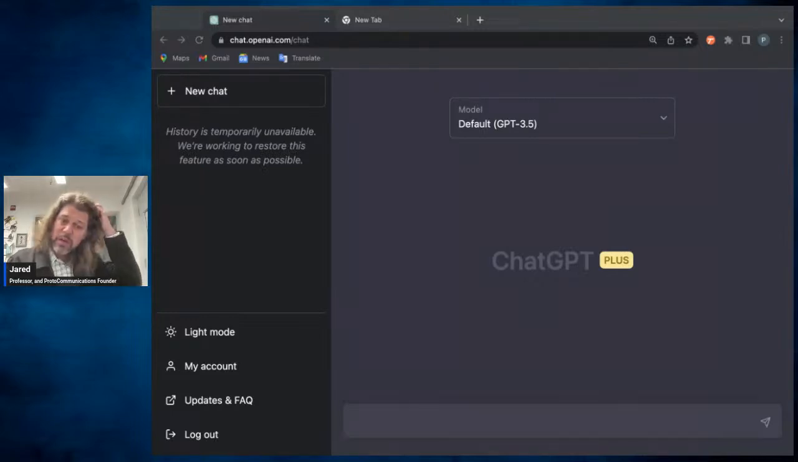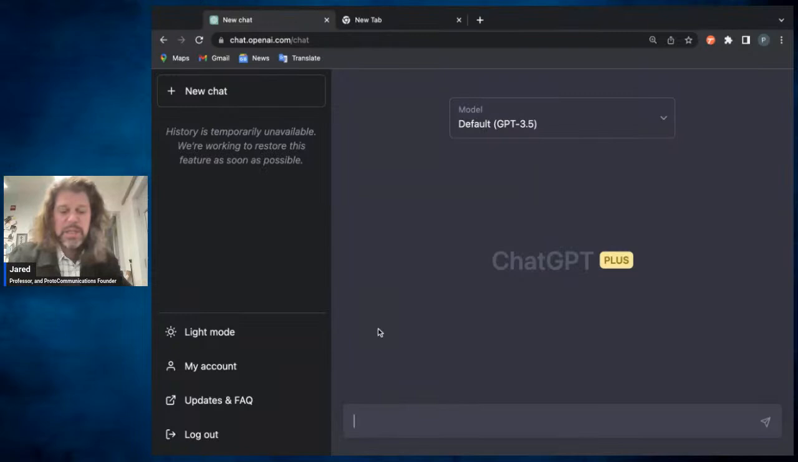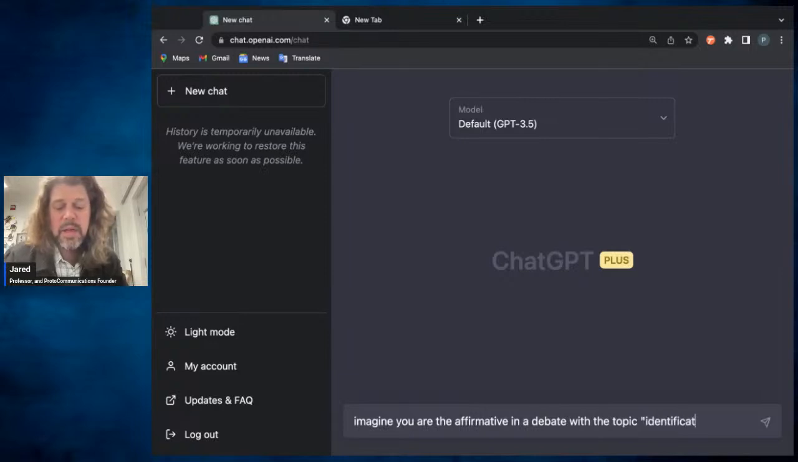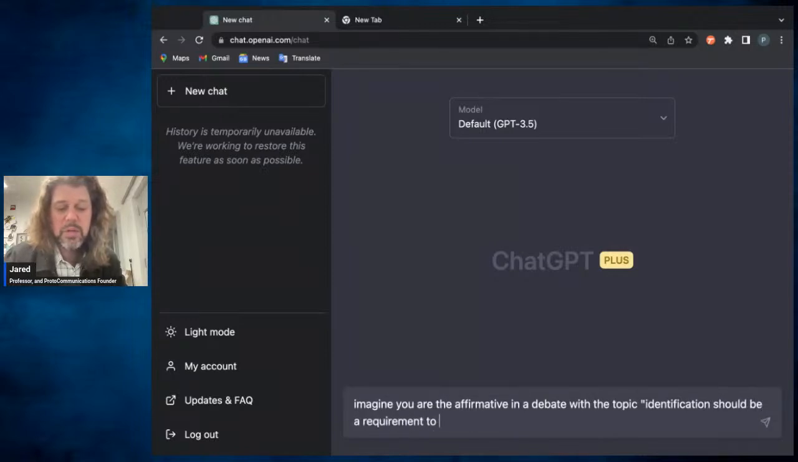That's why I have it open right now. Okay. All right. Let's take a look at what it says. Imagine you are the affirmative in a debate with the topic that identification should be a requirement to vote. Right? A first affirmative constructive, I see.